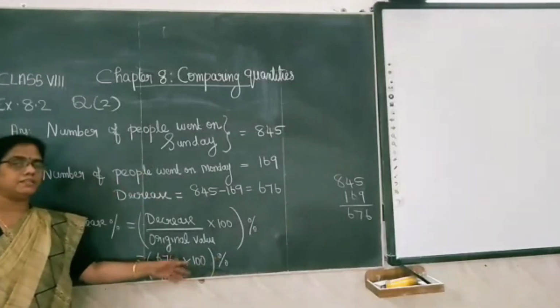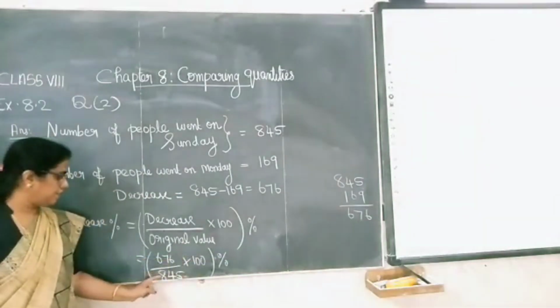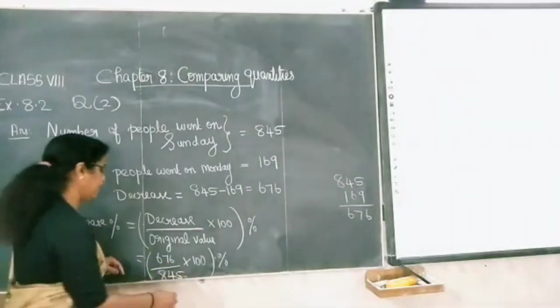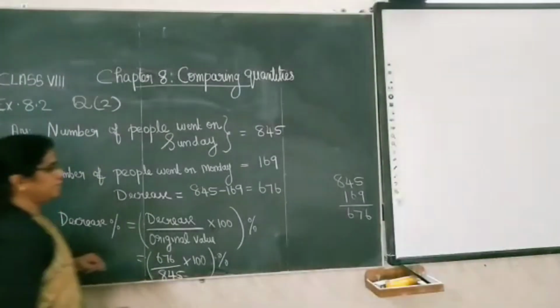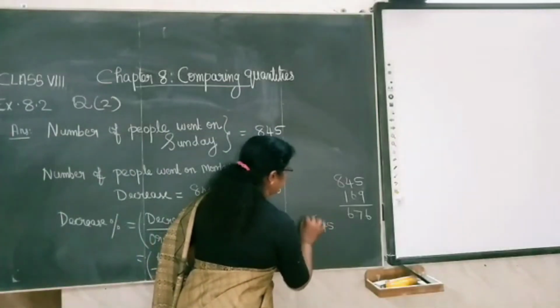Now here we can cut this with the numerator, 100 into 5, then 20, and here also just divide with the 5. That is 845 when divided with 5.